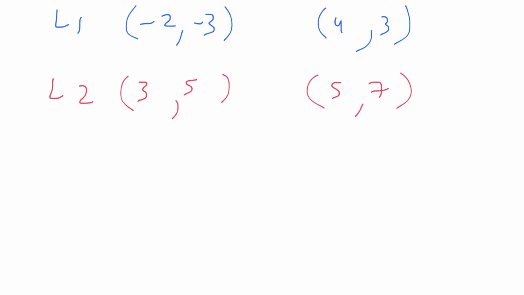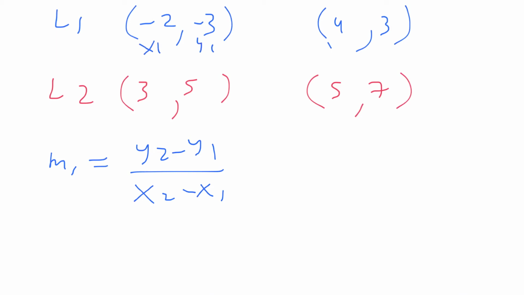Let's get the slope of the first line, which I call m1. When you're given 2 points like this, how do you get the slope? There's a rule for this, right? The slope is y2 minus y1 over x2 minus x1. This is the first point, x1, y1. This is x2, y2. Writing these down helps you avoid making mistakes when you substitute in the formula.